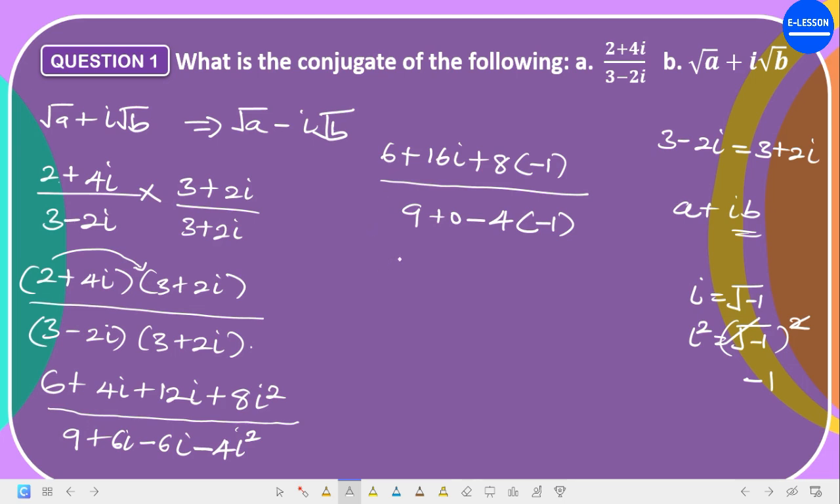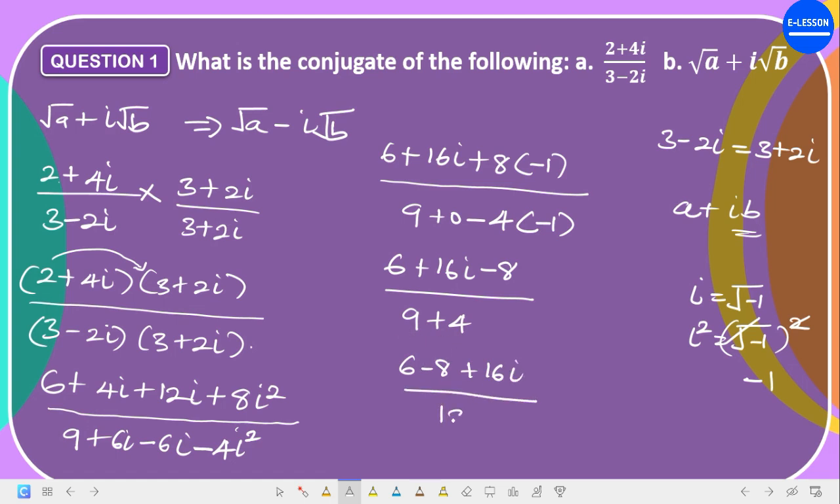Now this becomes 6 plus 16i plus 8 times minus 1, which is minus 8, all over 9, then minus 4 times minus 1 is plus 4. And then finally, you are going to have 6 minus 8 plus 16i divided by 9 plus 4, which is 13. 6 minus 8 is minus 2 plus 16i divided by 13.